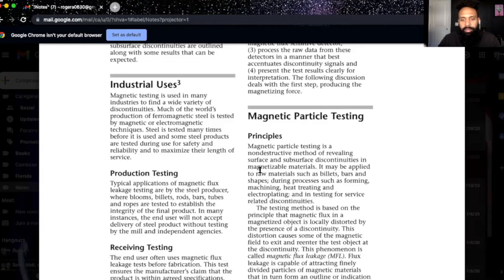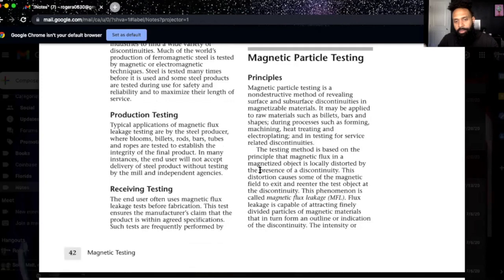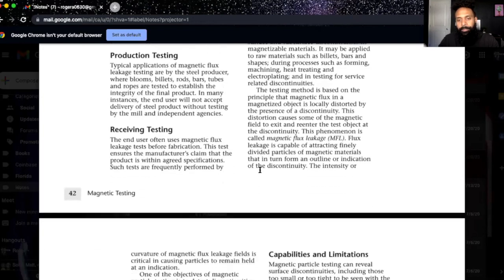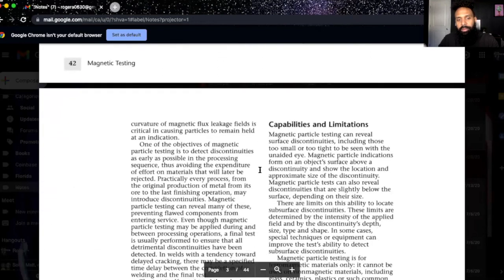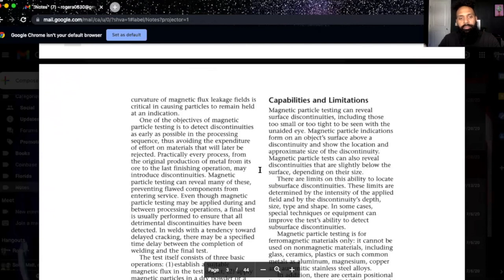The testing method is based on the principle that magnetic flux in a magnetized object is locally distorted by the presence of discontinuity. This distortion causes some of the magnetic field to exit and re-enter the test object at the discontinuity. This phenomenon is called magnetic flux leakage, or MFL. Flux leakage is capable of attracting finely divided particles of magnetic materials that in turn form an outline or indication of the discontinuity. The intensity or the curvature of the magnetic flux leakage field is critical in causing particles to remain held at an indication.